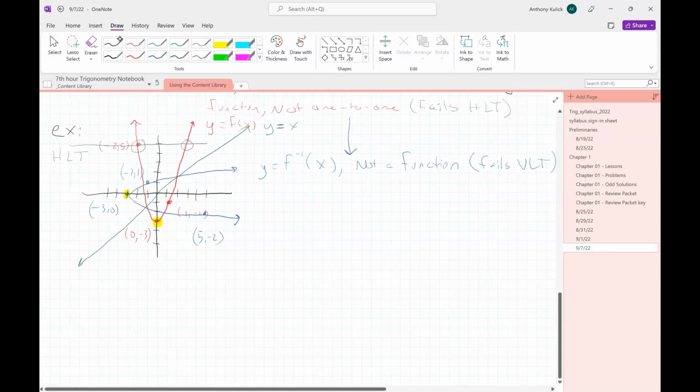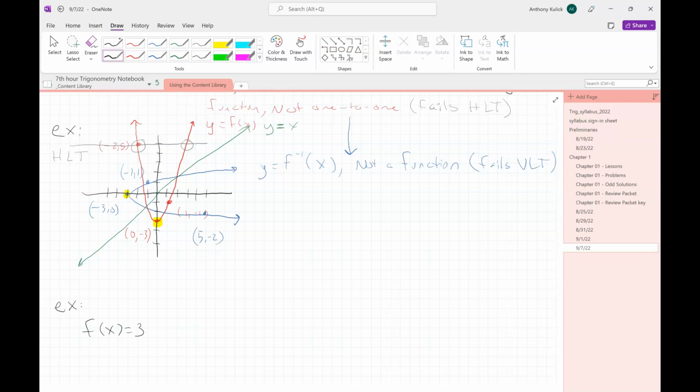But what is really the most common way we represent a function? It's usually not with a graph. It's with an equation. So let's say we have this equation and we're looking for its inverse.